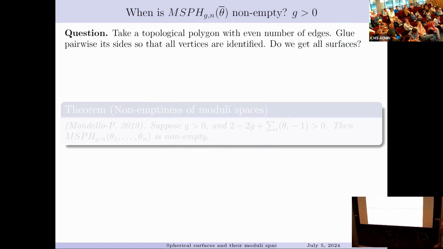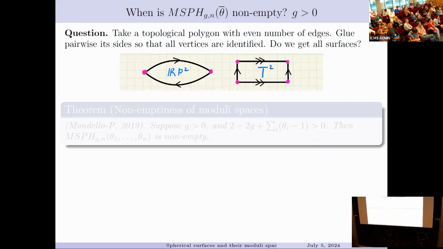Everything's glued together. Okay, so this is the condition. So the question is the following: which surfaces can you get this way? It's a kind of question in mathematics. And the answer is, one might maybe think that you can get all surfaces, but this is not the case.